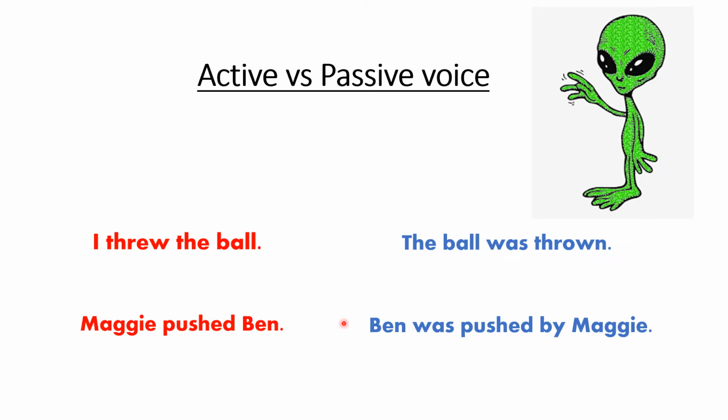Now if I tried to put the phrase by aliens in my first two sentences, the active voice ones, I threw the ball by aliens, Maggie pushed Ben by aliens, you can see neither of them make grammatical sense, and therefore we know that these must not be passive voice.